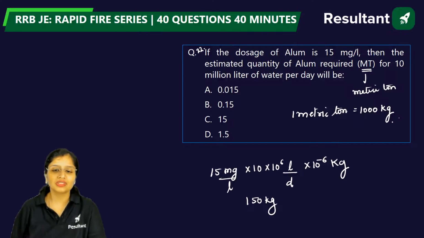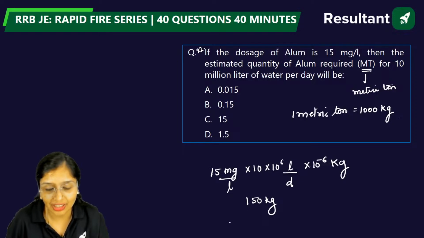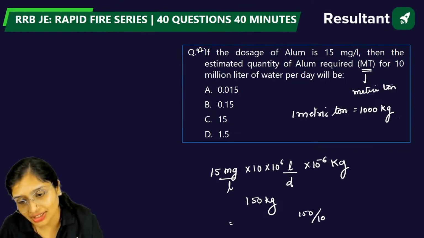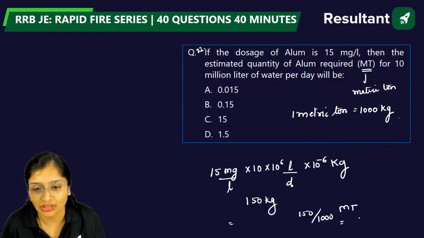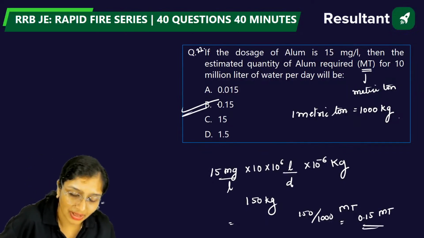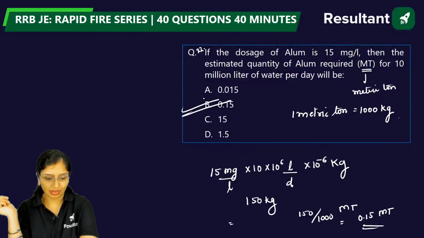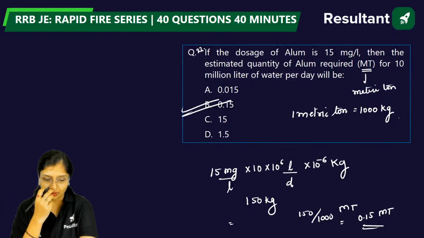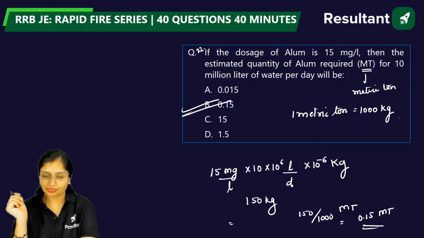Okay, now it is given as 150 kg. Now you want it in metric ton. So obviously you will divide it by 1000. So when you divide this by 1000, you will get it in metric ton. So how much you will get? 0.15 metric ton. So B will be the correct answer. Clear everybody? Clear everyone? Simple.